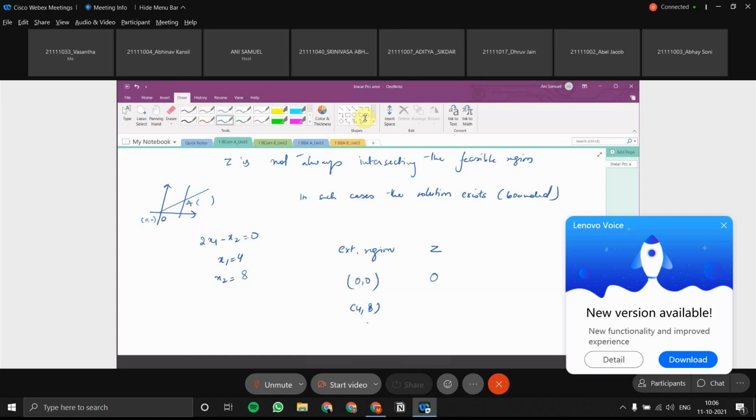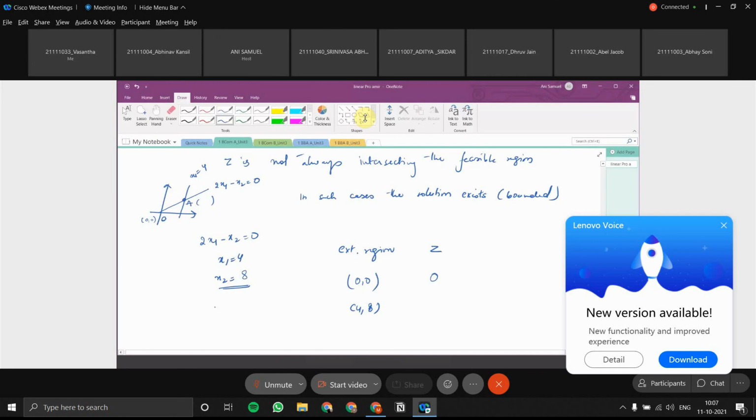Ma'am, can you explain again how x1 and x2 are 4, 8? The lines that are intersecting are 2x1 minus x2 is equal to 0 and x1 is equal to 4. So I put the value of x1 as 4. What will I get? x2 as 8. Okay, it is fine getting the intersecting points. Simple. Okay. Thank you.